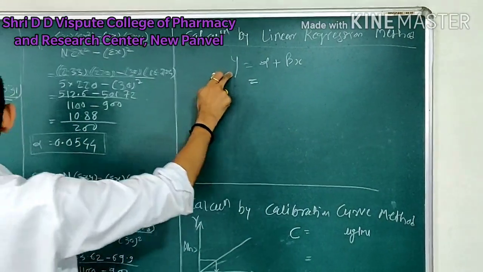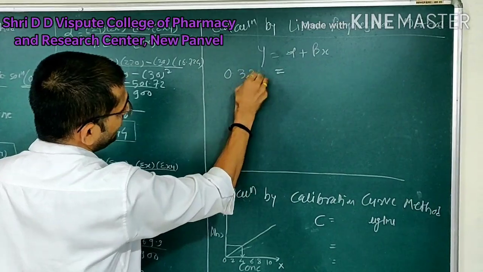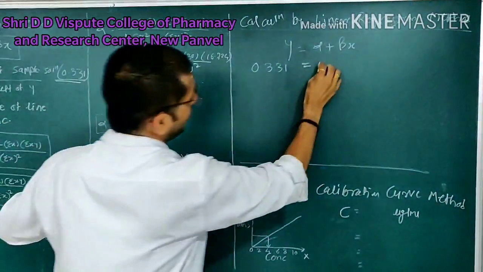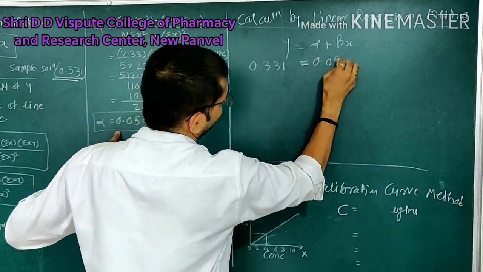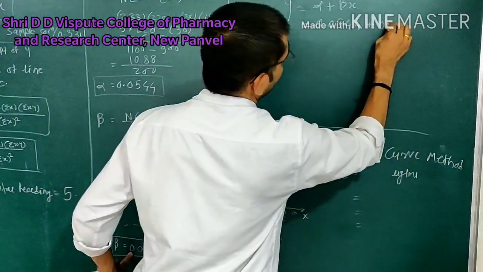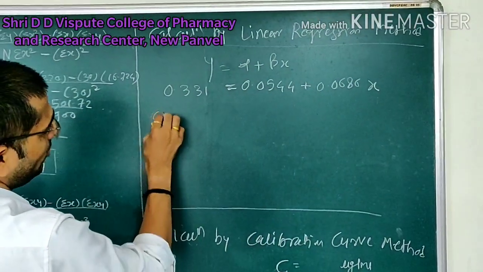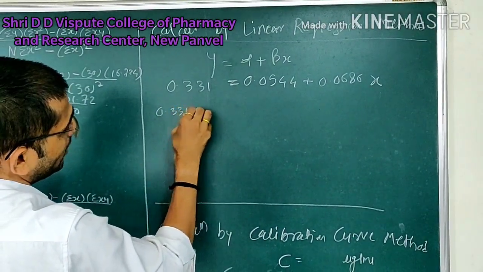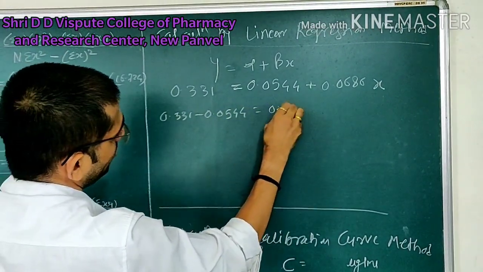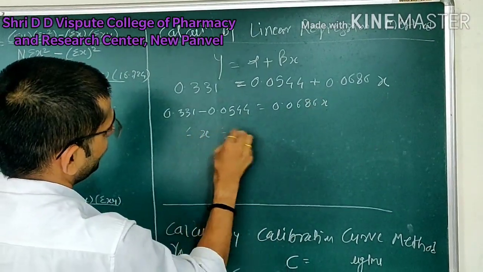So already we know y is the absorbance of the sample solution. So put the value of y, 0.331 is equal to alpha. Value of alpha is 0.0544 plus value of beta is 0.0686 into x. So 0.331 minus 0.0544 is equal to 0.0686 x.